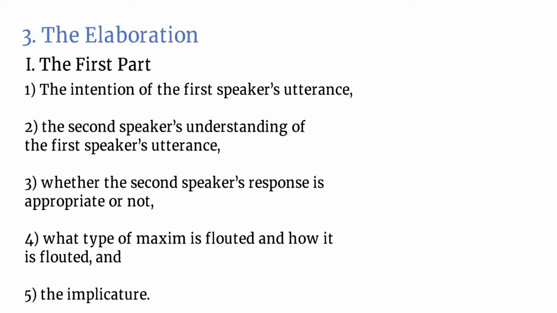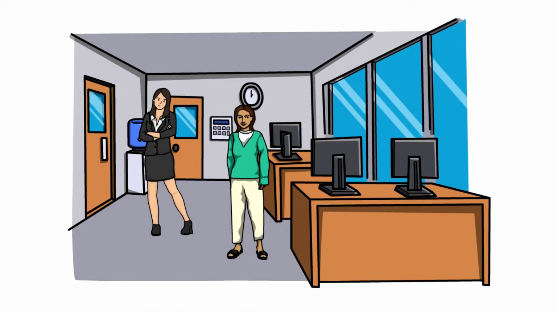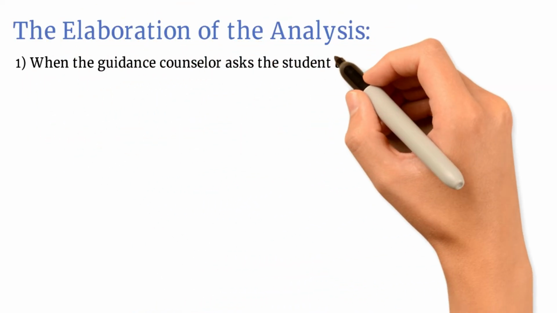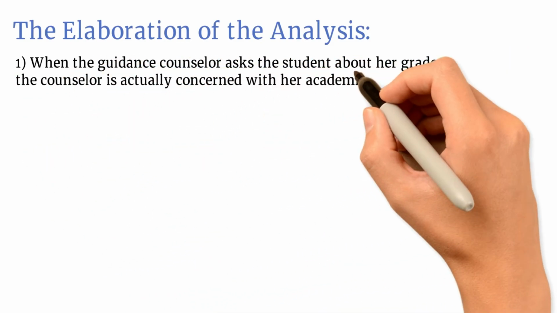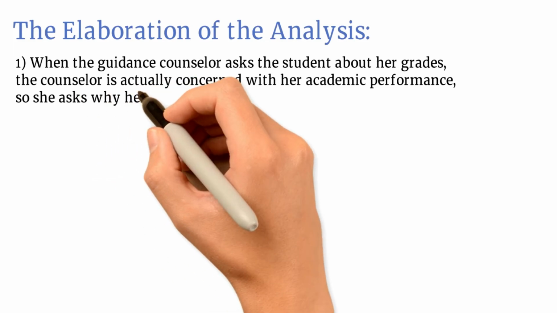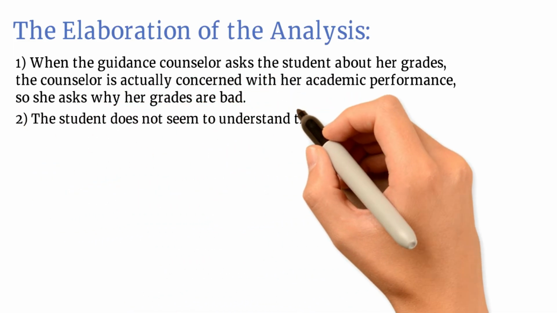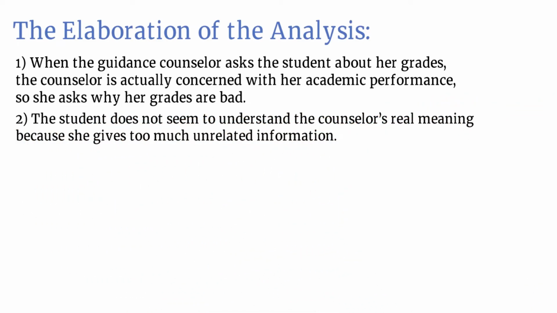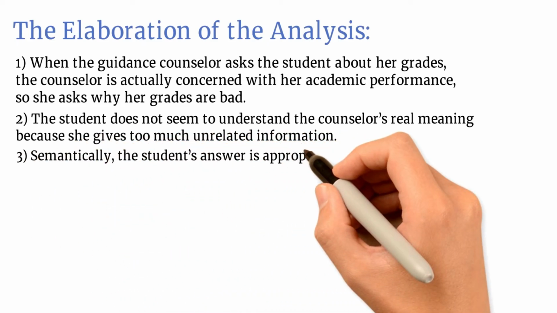I know that some of you will be confused if you just look at how to elaborate it. So, here's an example to make it more clear. When the guidance counselor asks the student about her grades, the counselor is actually concerned with her academic performance. So she asks why her grades are bad. The student doesn't seem to understand the counselor's real meaning because she gives too much unrelated information. Semantically, the student's answer is appropriate.